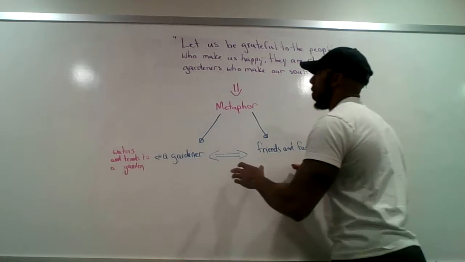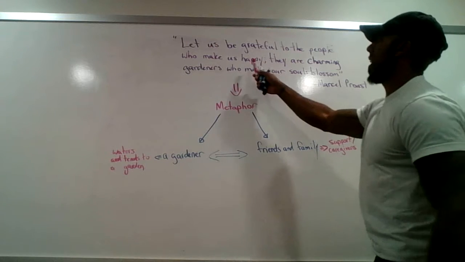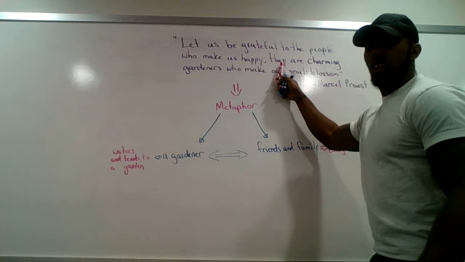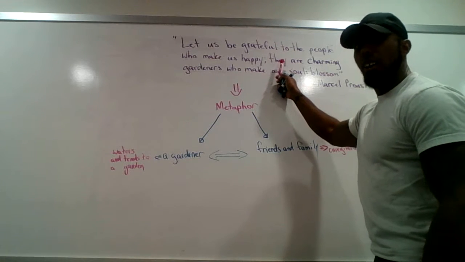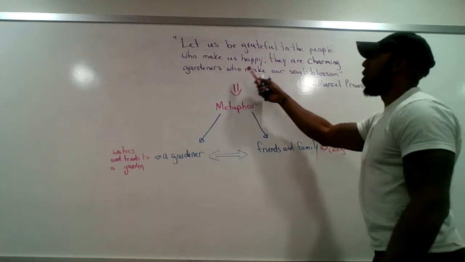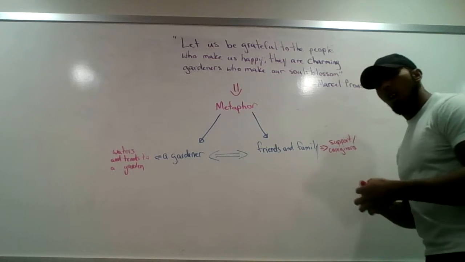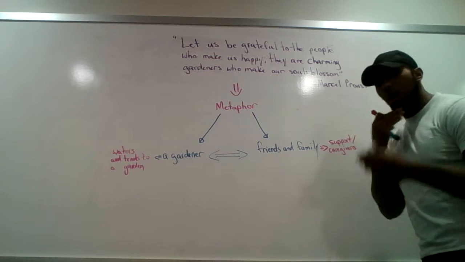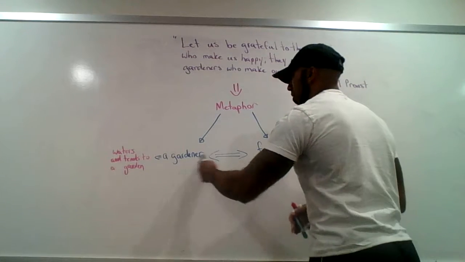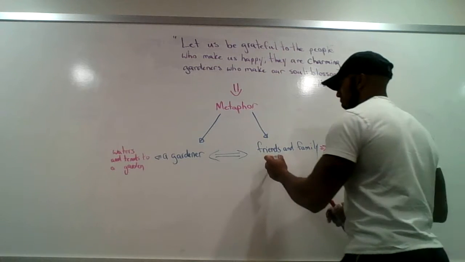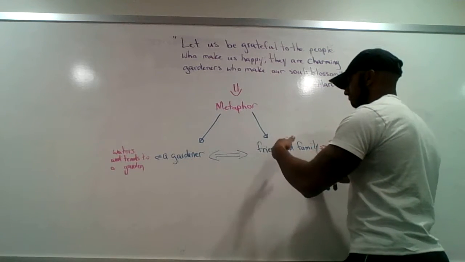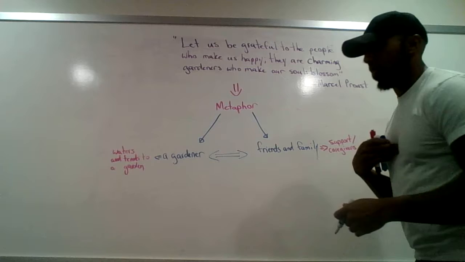So this is the metaphor. We have the people who make us happy, which are family members, and he makes an explicit connection between gardeners and the people who make you happy. He said that the people who make you happy are charming gardeners who make our souls blossom. Now we also have another comparison there. Proust says that our friends and family are like gardeners, and what else is alike aside from the gardener and the friends and family? Well, it is our life.